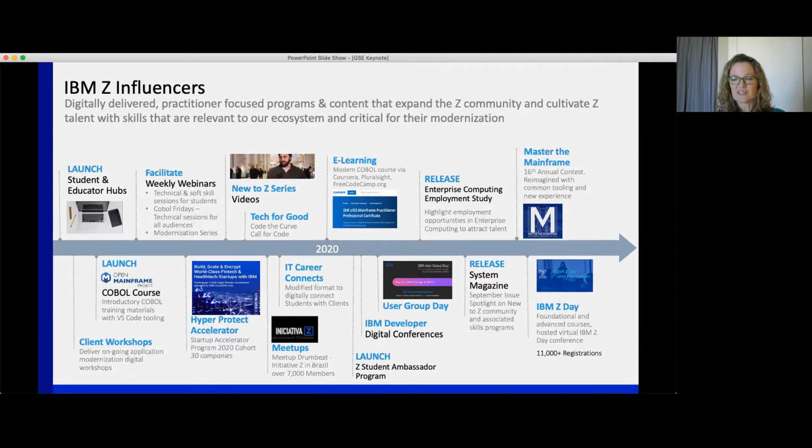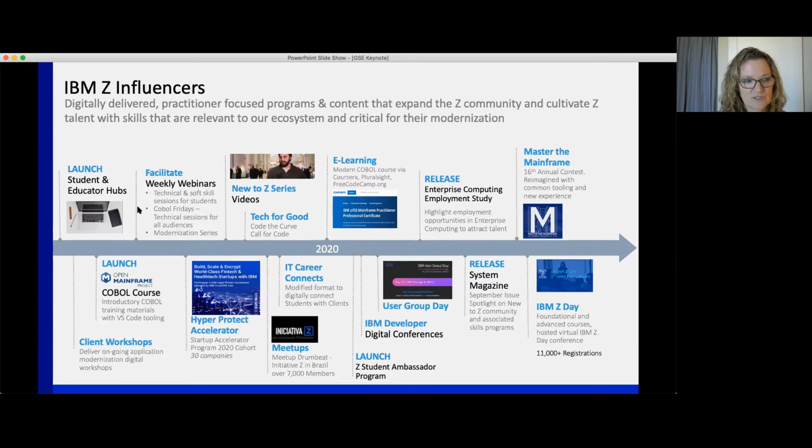Systems Magazine, I'll just highlight that real quickly. There was a huge issue in September. I highly recommend that you go take a look at it. There are a lot of articles around the New to Z community and how it truly is vibrant and continuing to grow. Master the Mainframe, I already talked about, but I can't say it enough. Help us to get that out there. And we continue to build all types of digital communities.